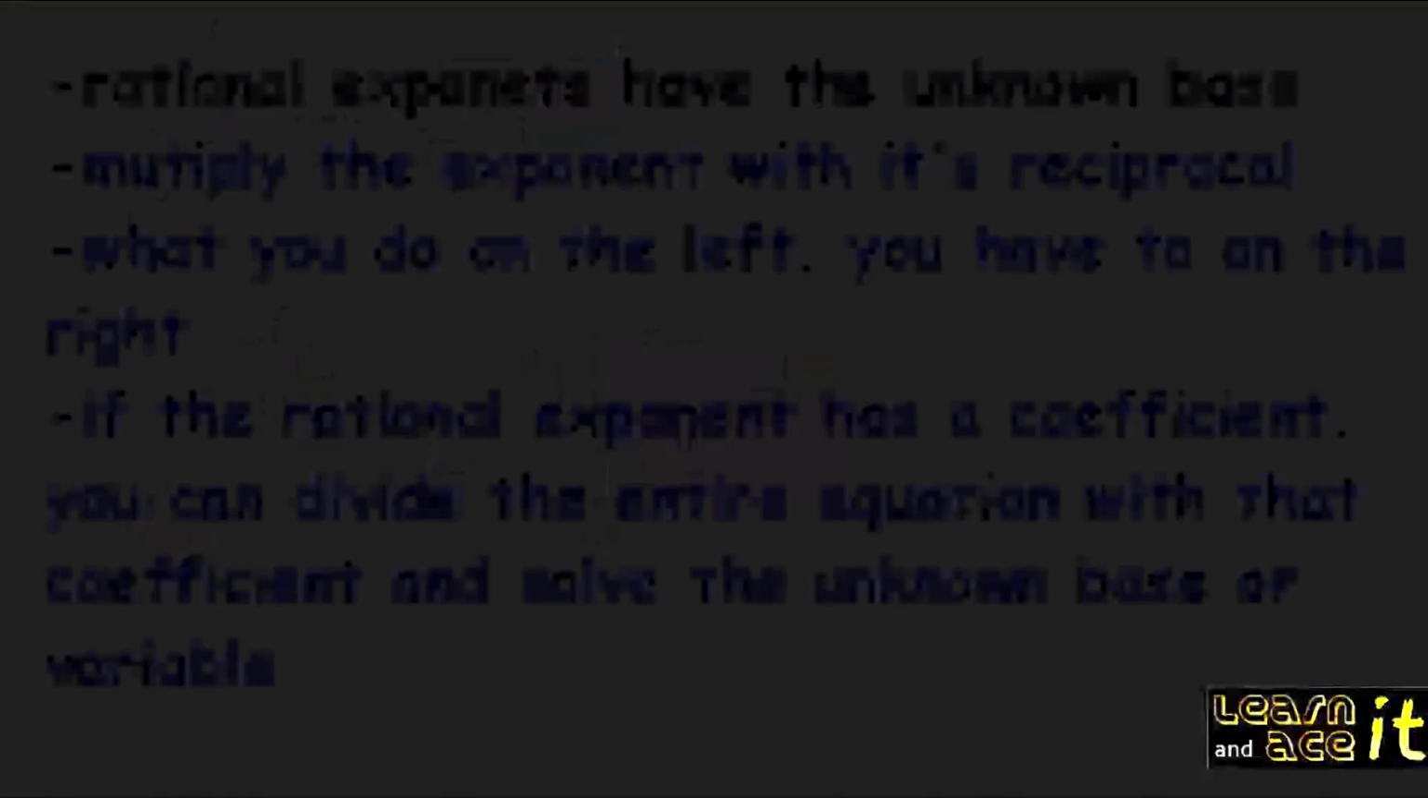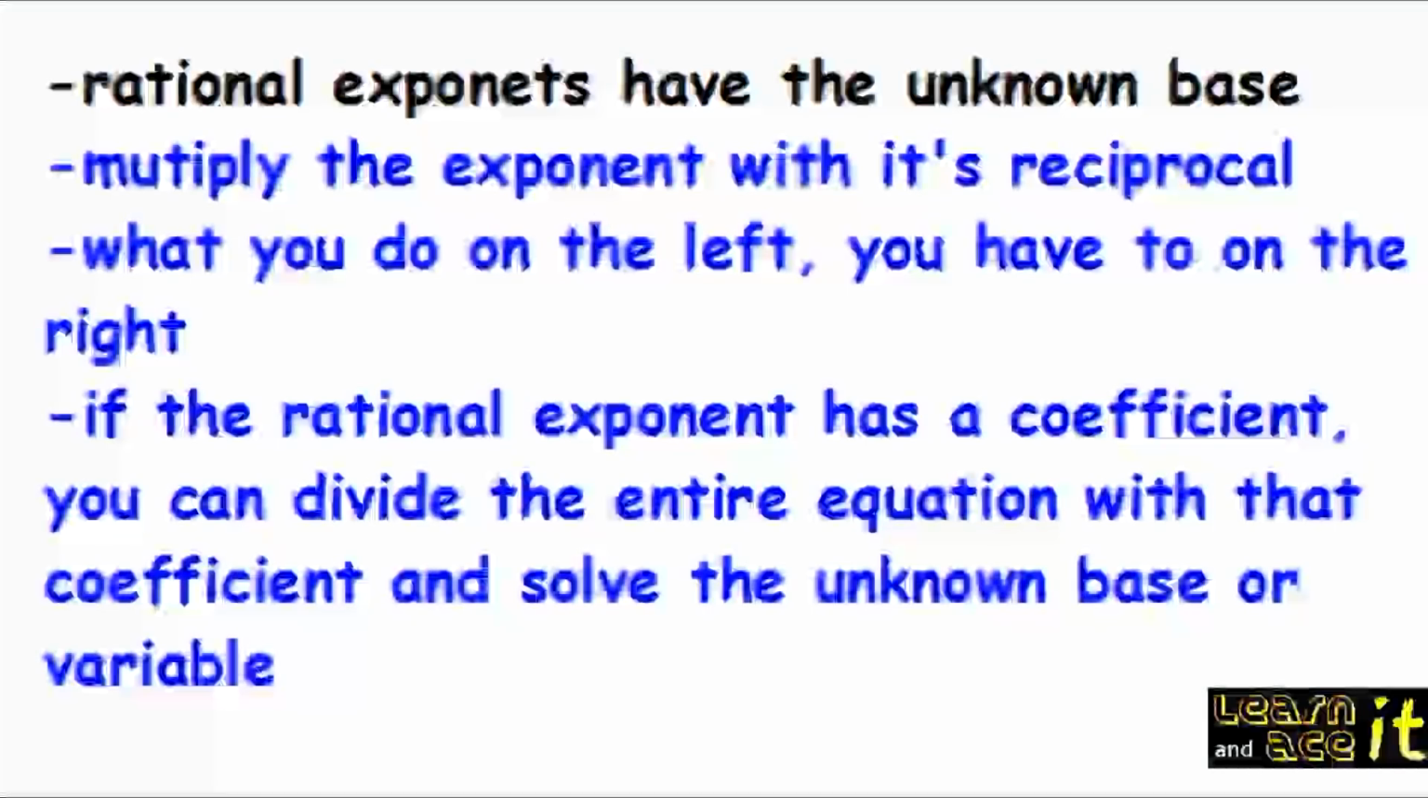Alright, now just to give you an insight on what will be required of you when you solve equations with rational exponents, I've got a few tips for you. First off, whenever you're working with rational exponents, you're going to be working with an unknown base, and your main objective is to make that base the subject of the formula. In order to do so, you're going to have to start off by multiplying the exponent with its reciprocal. That will ensure that the base has an exponent of 1.